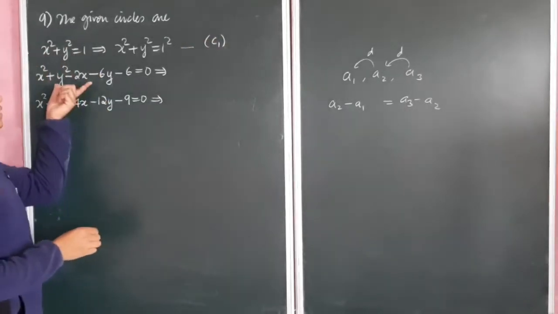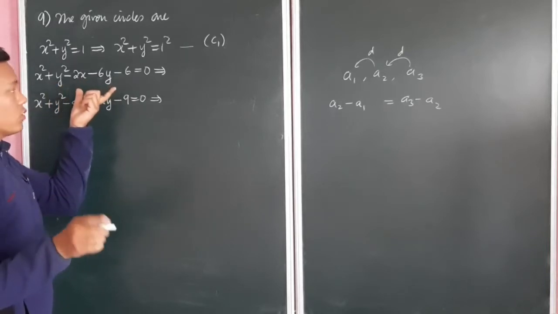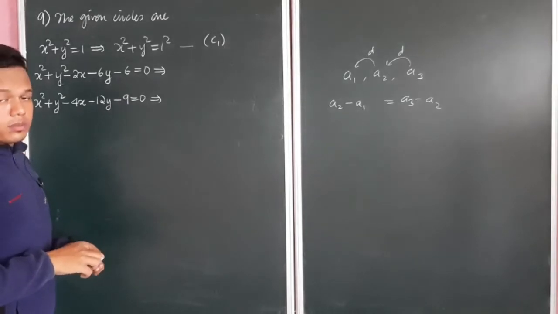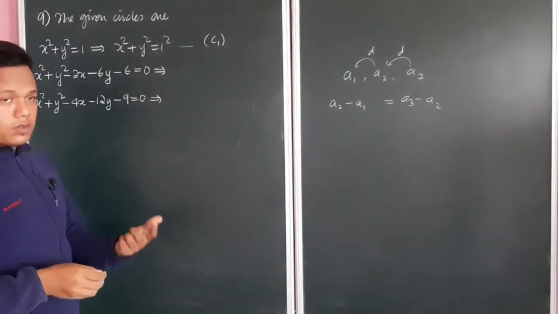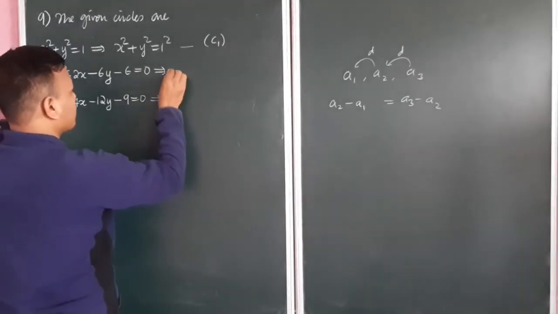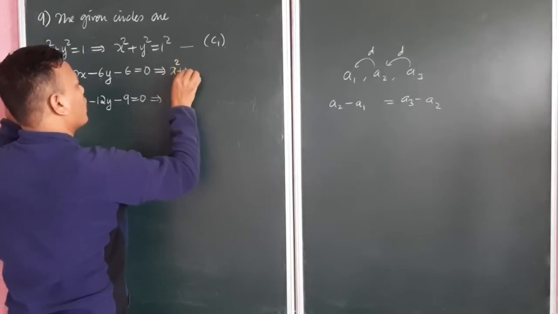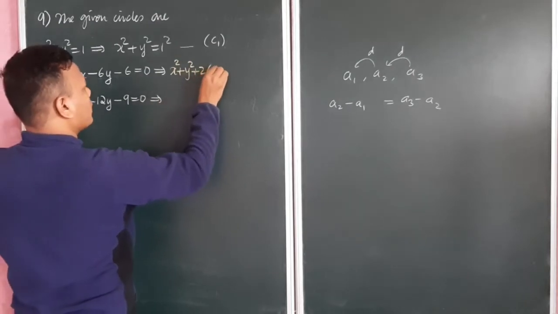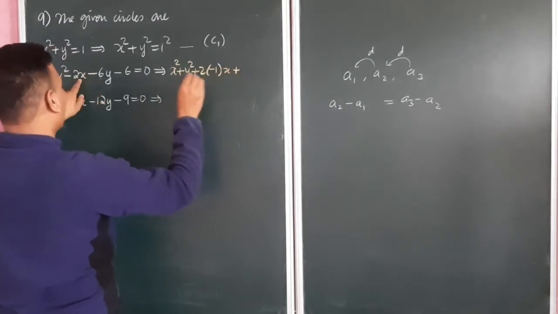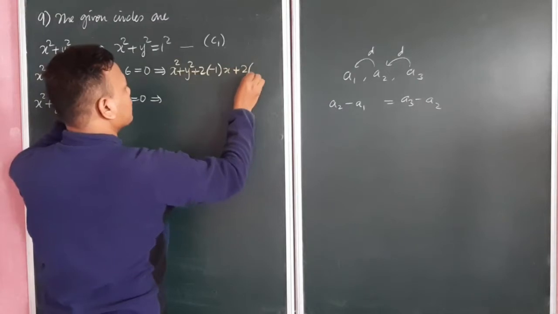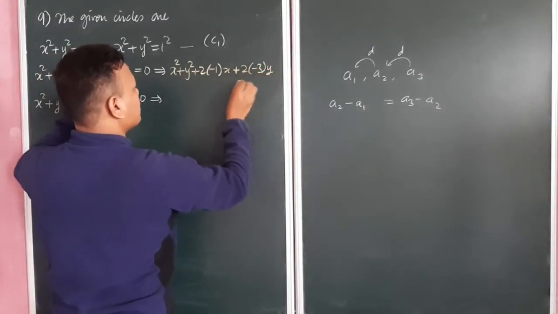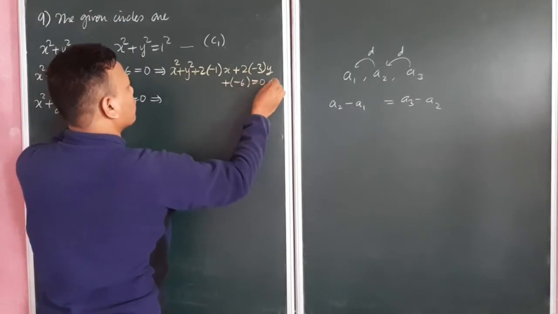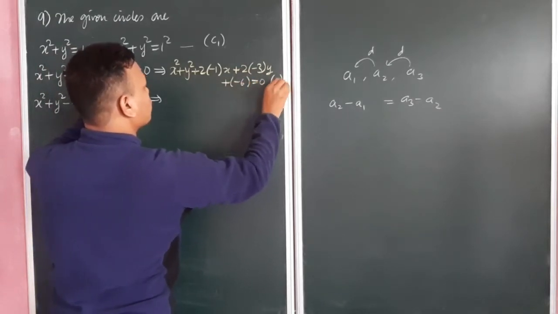Now similarly, let's write this. This is given in general form. Let's write this in general form, that is x square plus y square plus 2gx plus 2fy plus c equals 0. So this can be written as x square plus y square plus 2 into g, where g becomes minus 1, into x plus 2f, where f becomes minus 3, isn't it? So minus 3y plus c, where c is minus 6, equals 0. This is my circle number 2, C2.